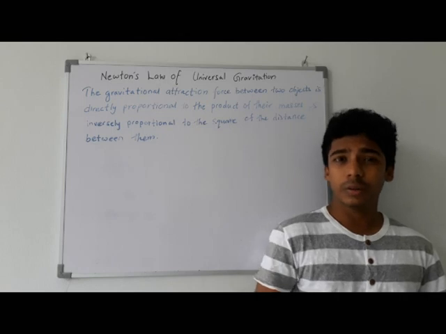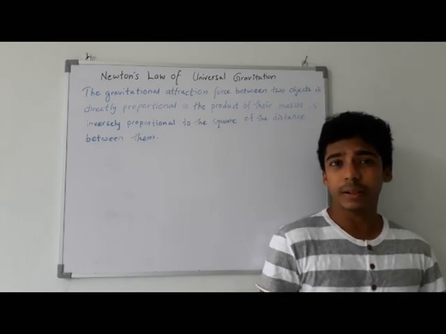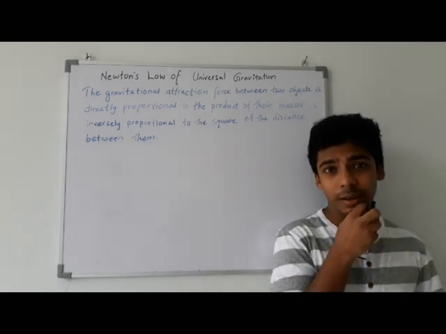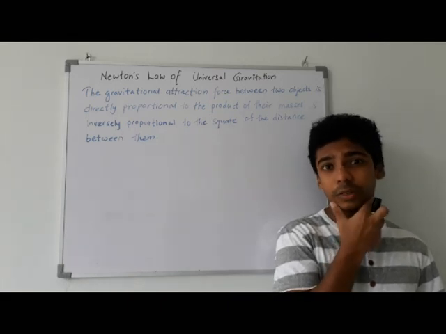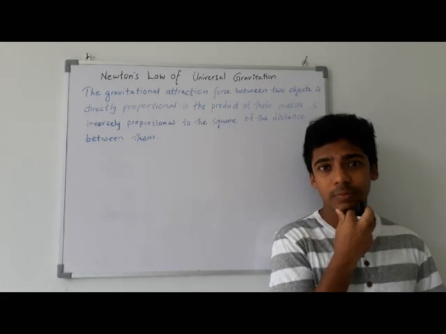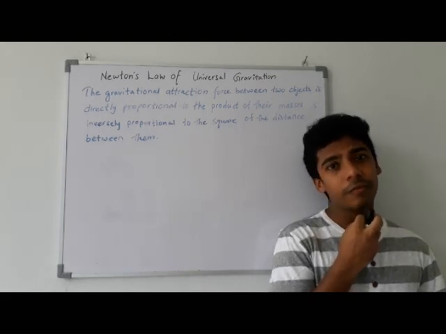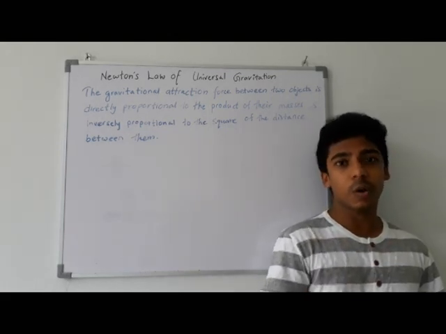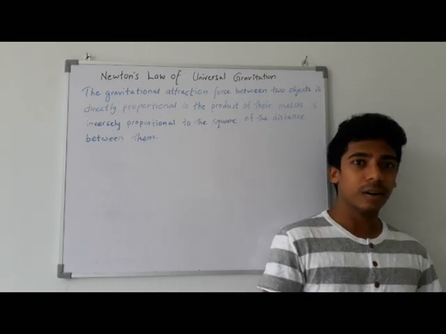And as you all know, the story between Newton and the apple: he was sitting under a tree and observed an apple falling off the tree, and he was thinking why all objects are attracted towards the earth. With his intuition, he finally came up with his theory, which we call Newton's law of universal gravitation.